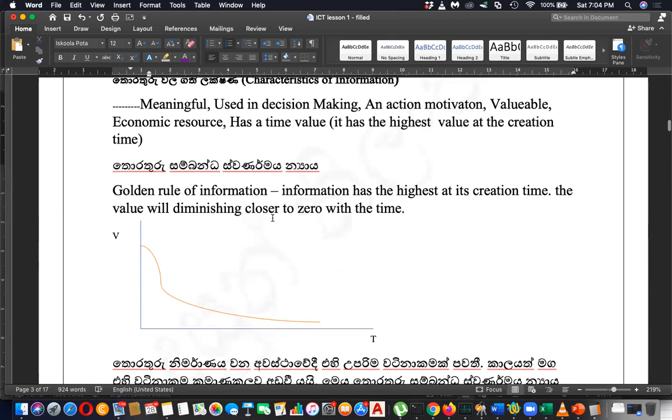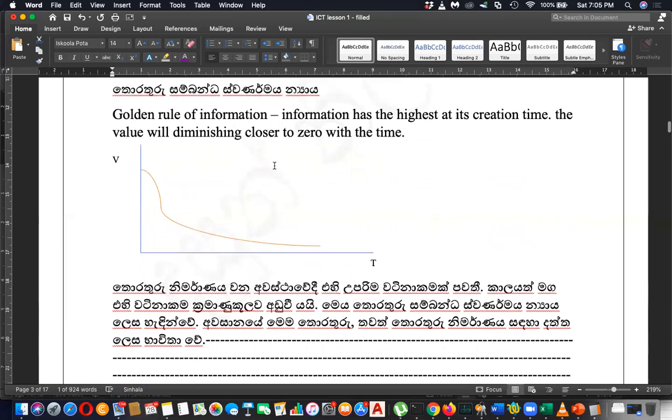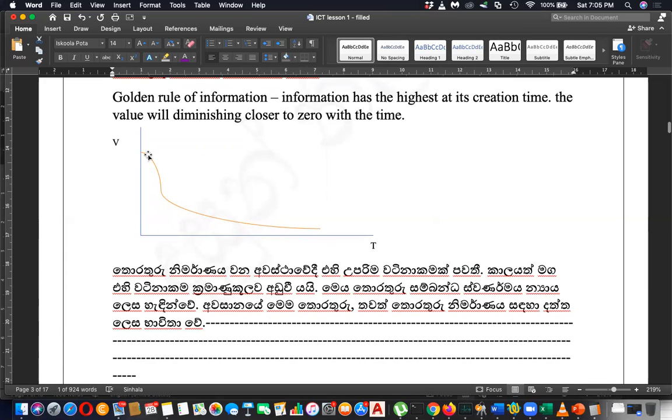And we learned that information is always meaningful, used for decision making, and it is an action motivator. That means you can do something based on this information. It is a really valuable economic resource, and it has a time value. We learned this golden rule of information related to the time value of information. When it is produced, it has the highest value, but with time it is diminishing, and it will have lower value.